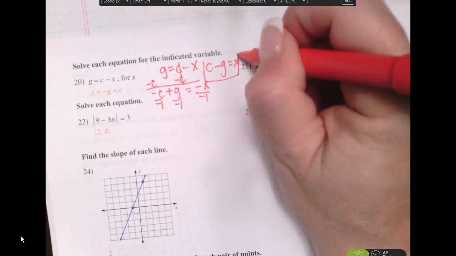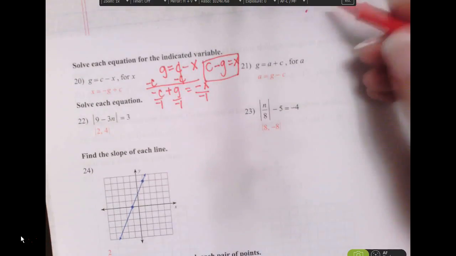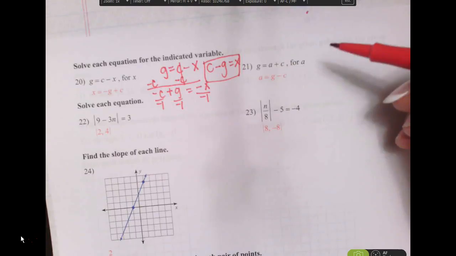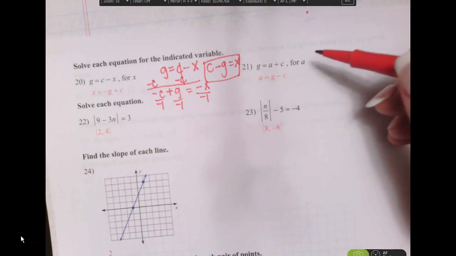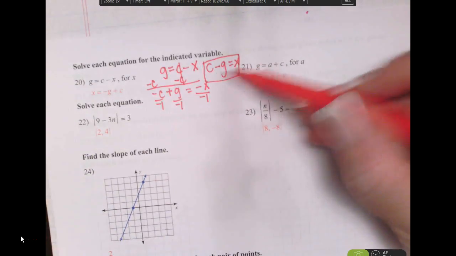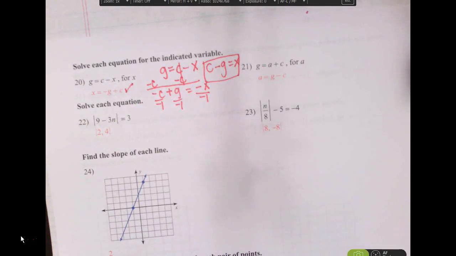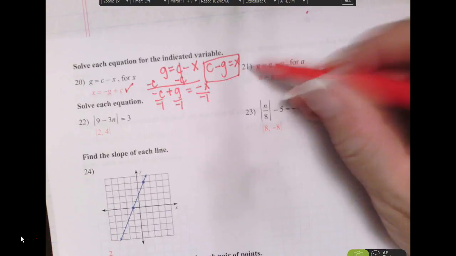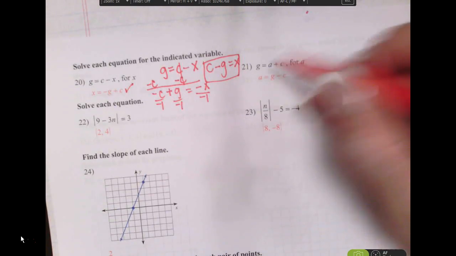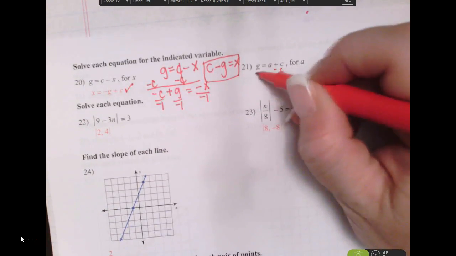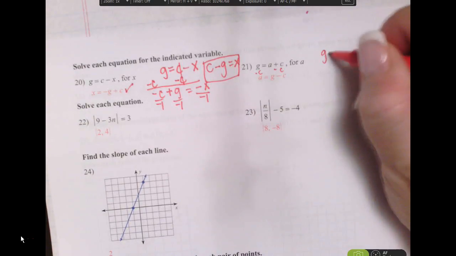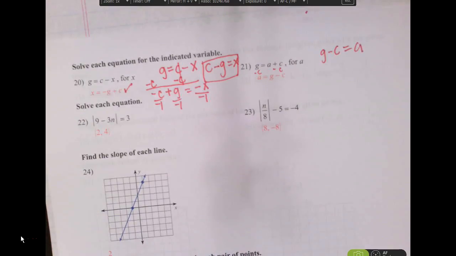So this is one of the possible answers. And again, I told you your test will be multiple choice, so if that's not one of your choices, then you might look around and see if their order is switched. In number 21, I want to get a by itself, so I'm just going to subtract c from both sides. So g minus c equals a.